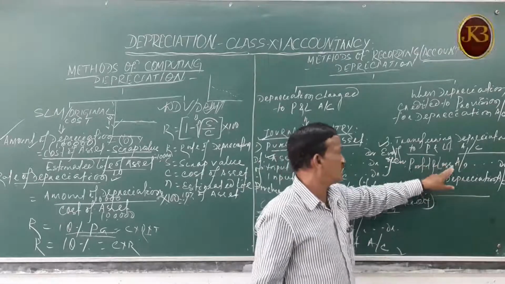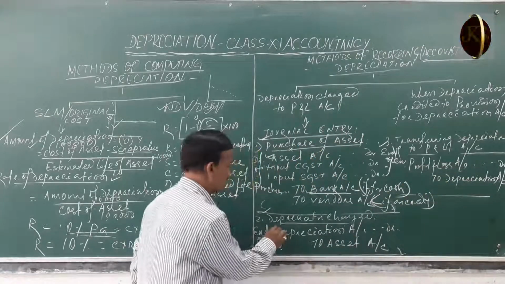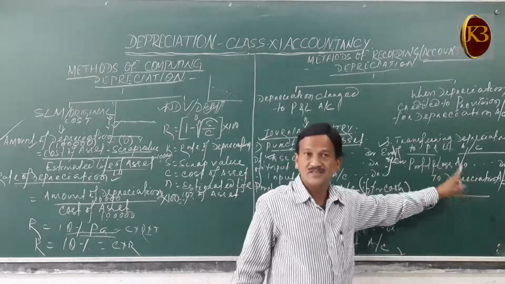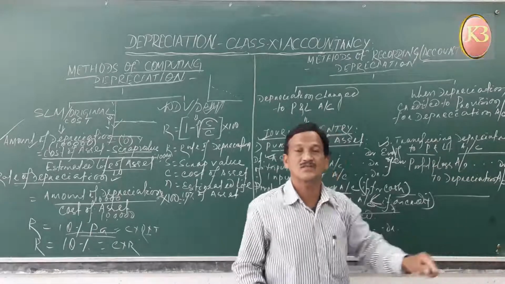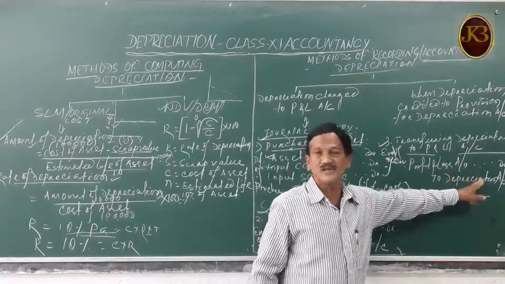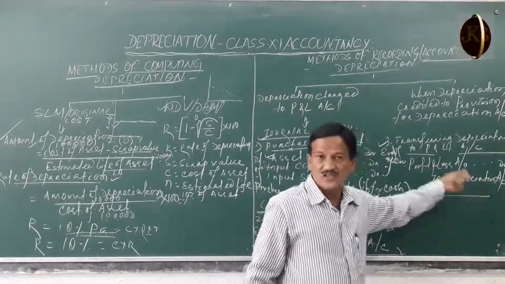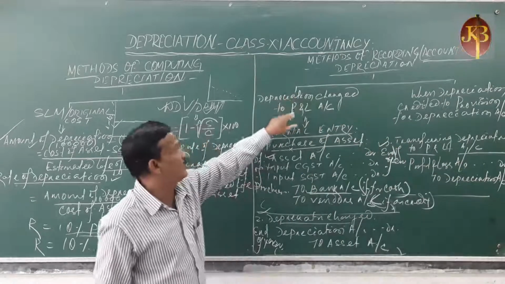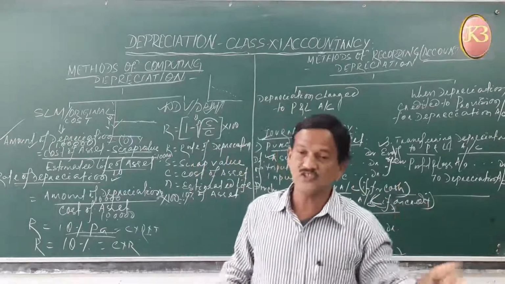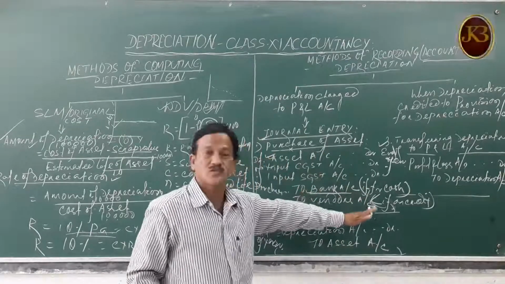So profit and loss account is debited to depreciation account. Depreciation here is credited, profit and loss account is debited. All expenses and losses are shown on the debit side of the profit and loss account. So profit and loss account debited to depreciation account. This is the journal entry to be done when depreciation is charged directly to profit and loss account. If depreciation is charged directly to profit and loss account, then these two entries are to be done.